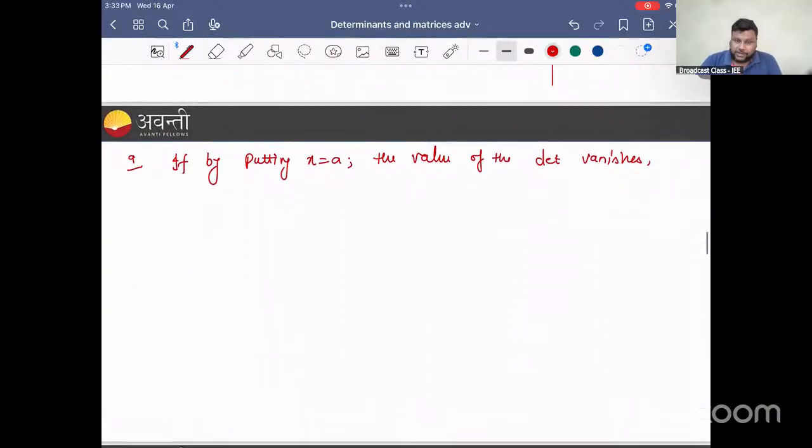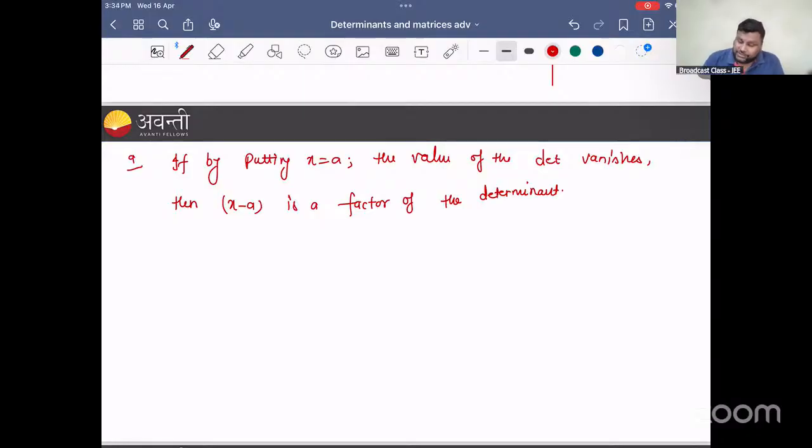So now the ninth property. If by putting x equals to a, the value of the determinant vanishes, then x minus a is a factor of the determinant. If by putting x equals to a, the value of the determinant vanishes, then x minus a is a factor of the determinant. Am I clear?